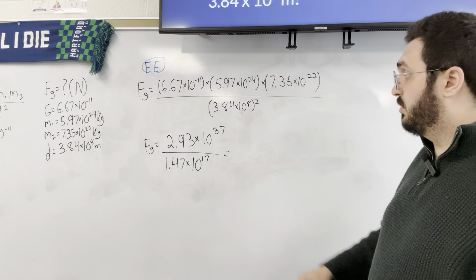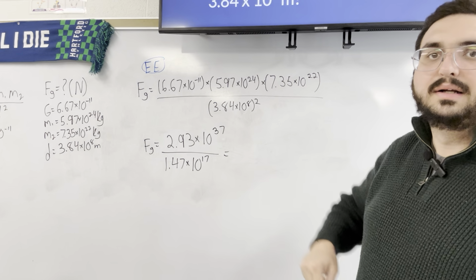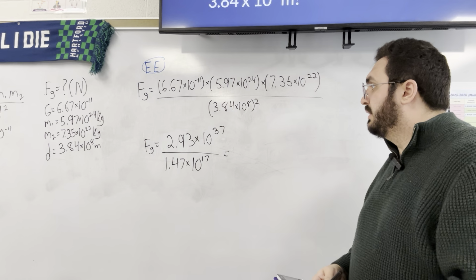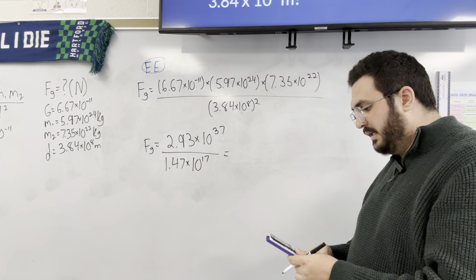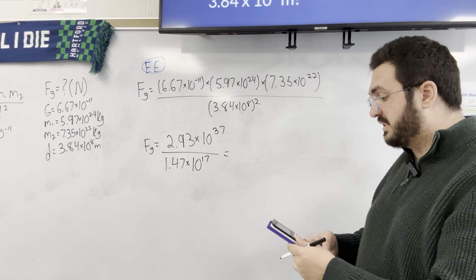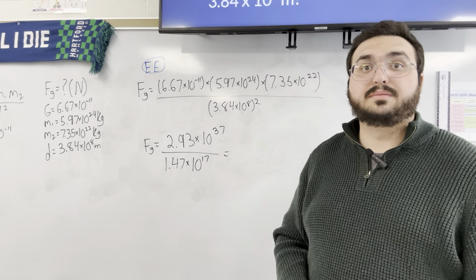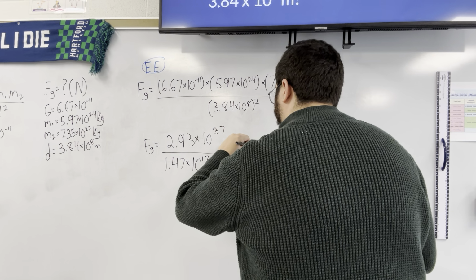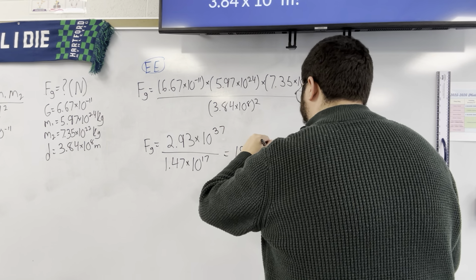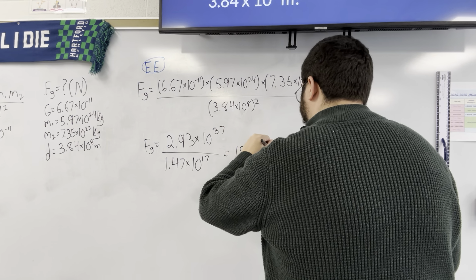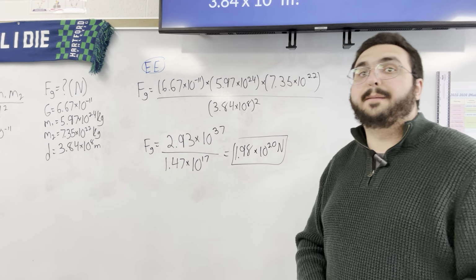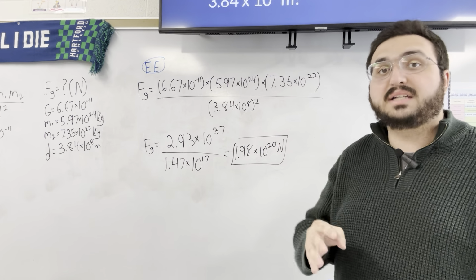From here, my final answer is just going to be this number divided by this number. That's all it will be, plain and simple. So I do that out. 2.93 times 10 to the 37 divided by 1.47 times 10 to the 17. Now, mind you, I'm using the exact values here. So your answer may differ slightly from mine. But my answer comes out to be 1.98 times 10 to the 20 newtons. It is very important that I include that unit. And the reason why I know it's in newtons is because I am solving for a force. Okay? If I'm not solving for a force, it's not going to be in newtons. But because I'm solving for a force, I know for a fact that it must be in newtons.